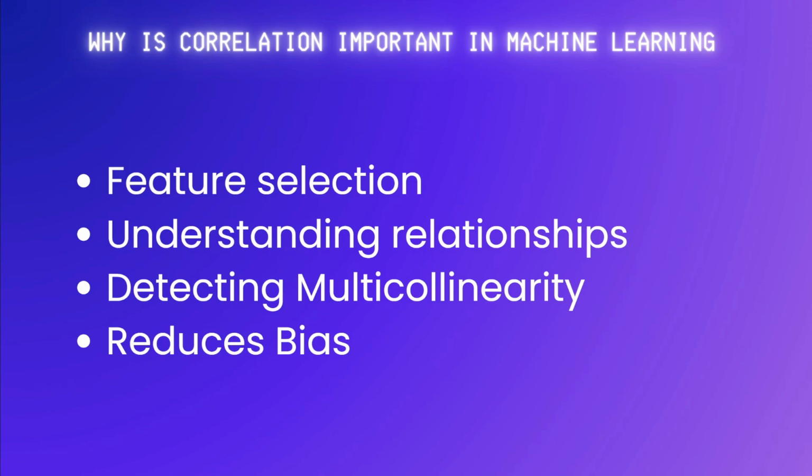Apart from this, correlation analysis is also important for ensuring model fairness and avoiding biases. When certain features are highly correlated with sensitive attributes like gender or ethnicity, it can inadvertently encode biases into the ML model if not properly addressed. Because of all these, correlation plays a crucial role in our model performance.